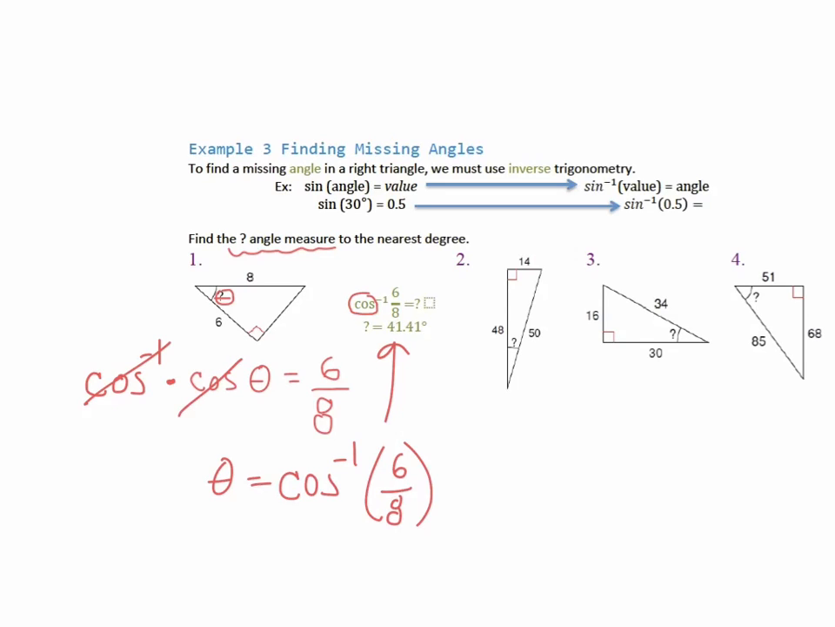Okie dokes. Not done yet, though. This is where we let our calculator do the rest of the work. Making sure you're in degree mode. You're going to go ahead and press second cosine.